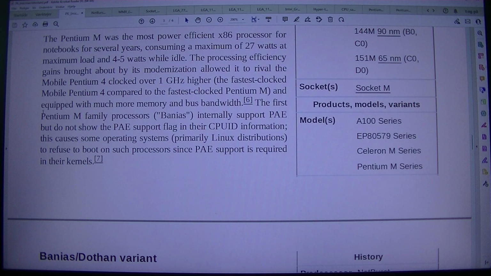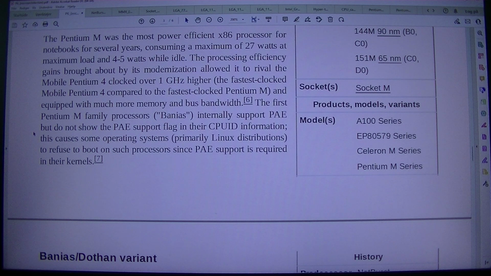The first Pentium M family processors, Banias, internally support PAE but do not show the PAE support flag in their CPUID information. This causes some operating systems, primarily Linux distributions, to refuse to boot on such processors since PAE support is required in their kernels.